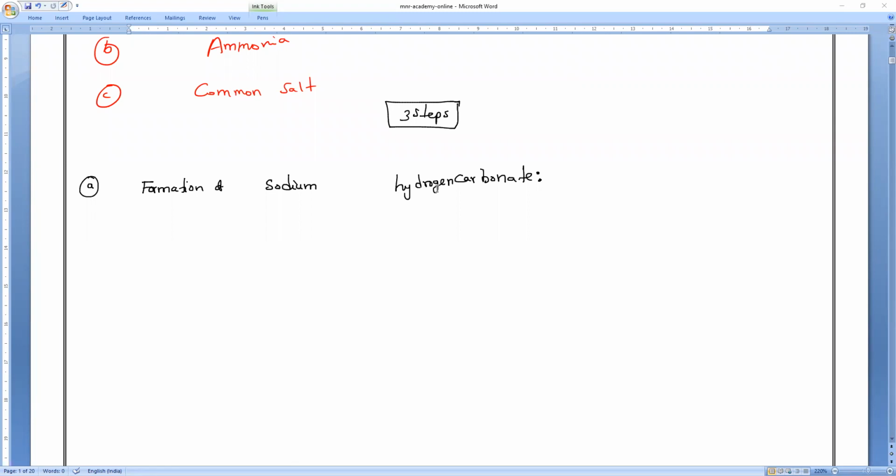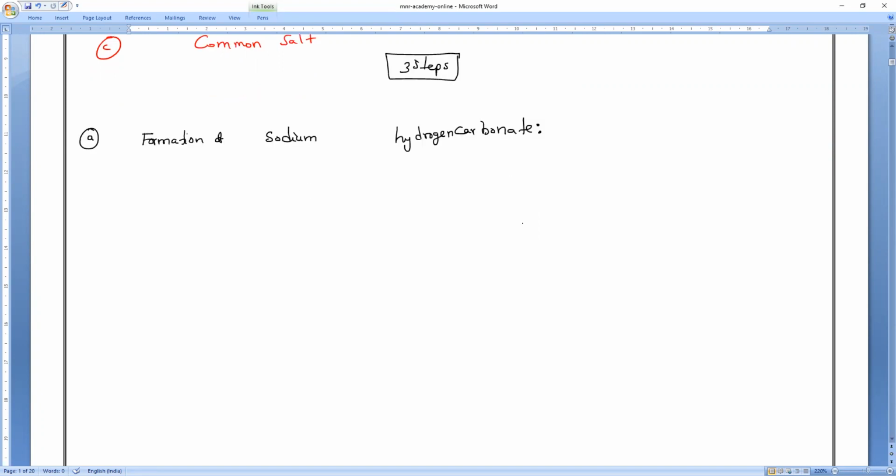Am I right or wrong, everybody? Yes? Baking soda also, sir. Yes, we used to say baking soda. Of course, that is later, the next process we'll start. So how to form the sodium hydrogen carbonate?